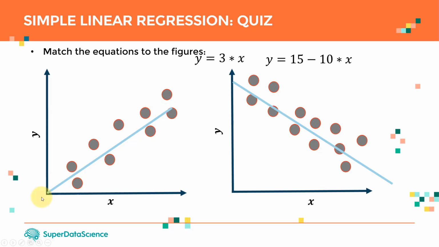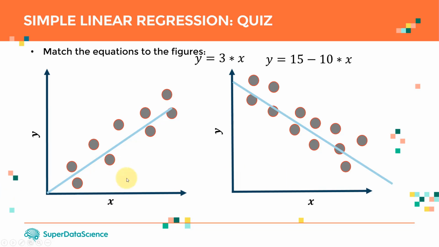Now I have two equations. The first equation is y equals 3 times x, and the second equation is y equals 15 minus 10x. And here I have two graphs. This is the first graph and the second graph. What I want you to do is to please go ahead, pause the video, and match each of the equations with the graph. Does this equation match this graph, or must this equation match this graph? And please explain to me why you came up with this answer. Please go ahead, pause the video, and I will see you after the challenge.